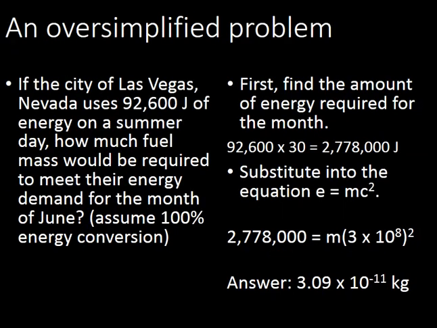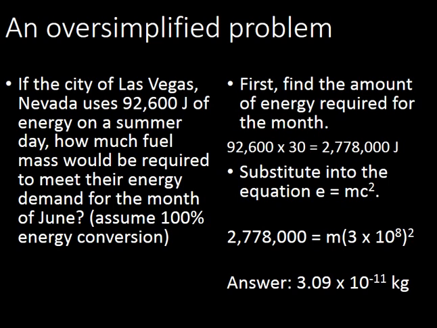All right, so let's look at a way oversimplified problem using Einstein's equation. Let's say that estimates are that the city of Las Vegas, Nevada uses about 92,600 joules of energy on a summer day. So how much fuel mass, if we could have 100% energy conversion, we could take whatever we're using for fuel and change it into 100% converted back into energy.